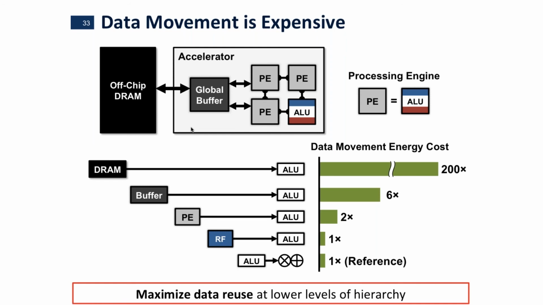So really the objective here is we want to maximize the amount of reuse that we can have at the lower levels of the hierarchy. How can we read as much as possible from the cheapest memories? But the challenge here is that the cheapest memories are very small relative to the DRAM, right?